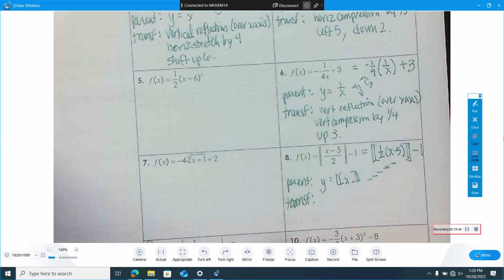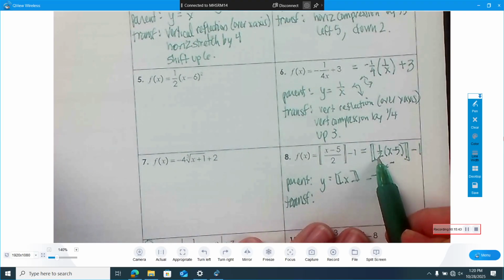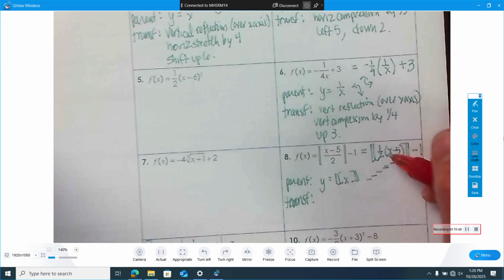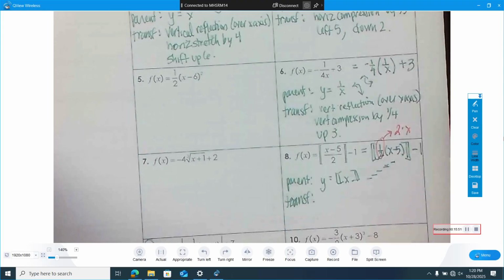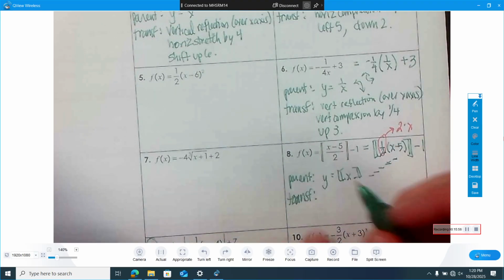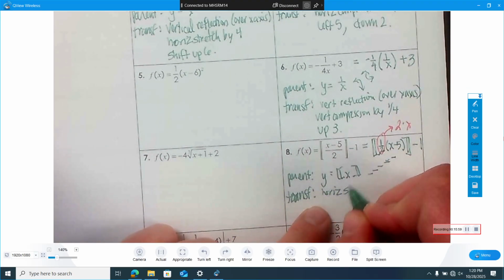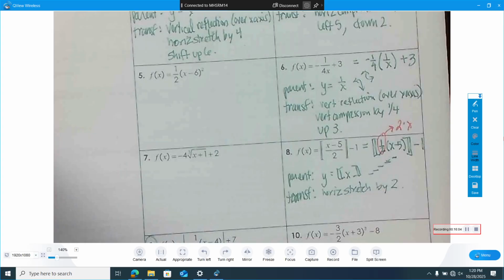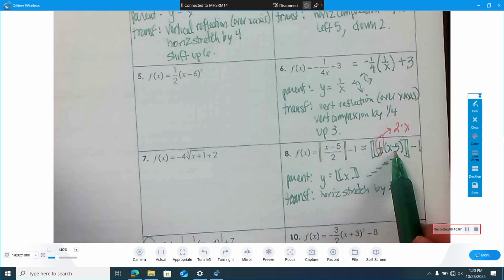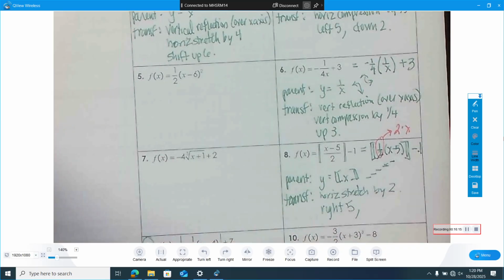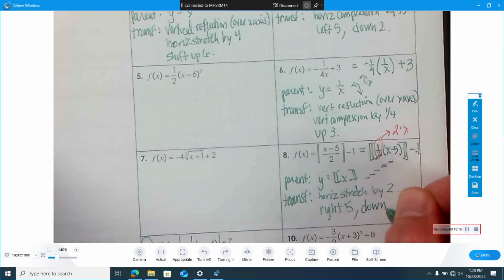All right, so what are our transformations? What's the 1/2 do? Does it compress or does it, remember everything with x is like stupid. It expands, yeah, it's 2 times the x coordinates. It flips and multiplies. So because we're doubling the x's, that's going to be a horizontal stretch by a factor of 2 because it's making those x's bigger. And then what does the -5 do? Right 5. And what does the -1 do? Down 1. Very good.